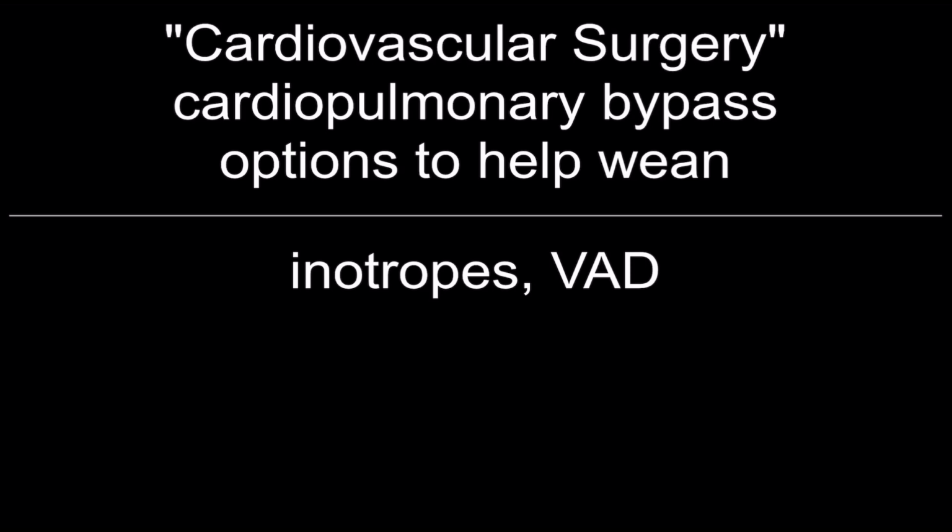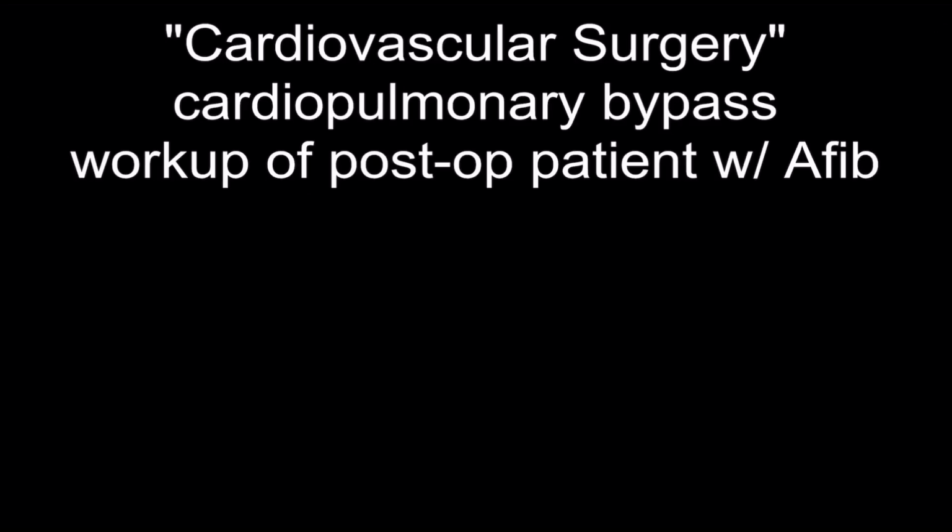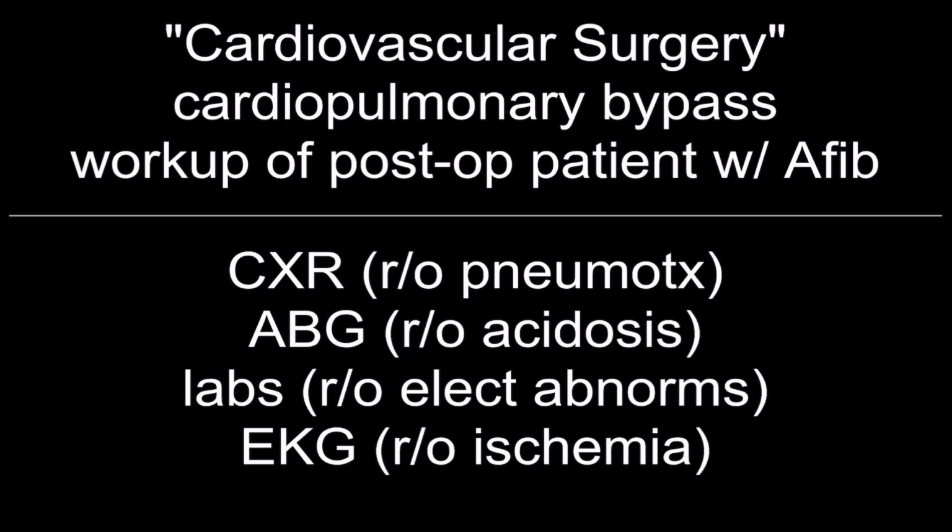Cardiopulmonary bypass, options to help wean: inotropes and VAD, ventricular assist device. What is a VAD, ventricular assist device? Workup of post-op patients with AFib: chest x-ray to rule out pneumothorax, arterial blood gas to rule out acidosis, labs to rule out electrolyte abnormalities, and EKG to rule out ischemia.